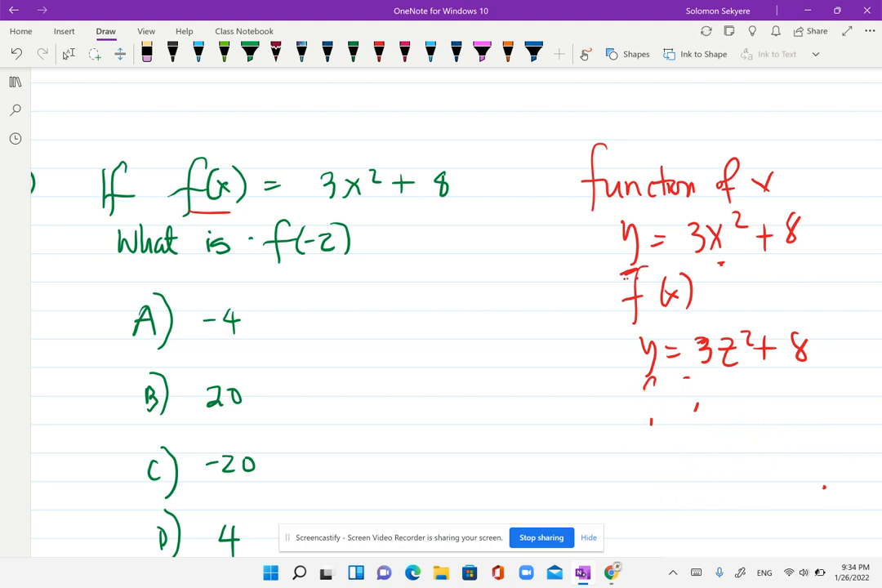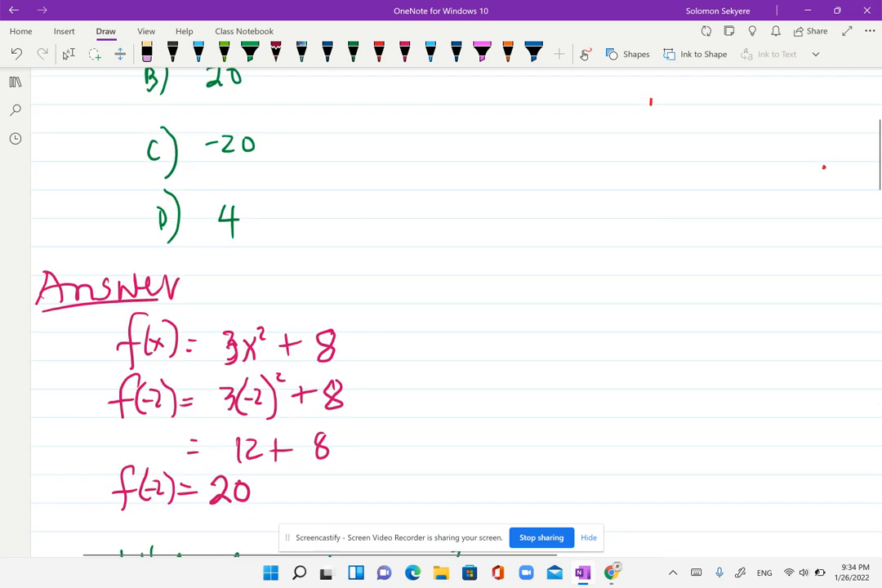Okay, so what is the meaning of f of negative 2? What it means is wherever there is x, put negative 2. So we go in and plug in negative 2 in place of x. So it's 3 times negative 2 squared plus 8.